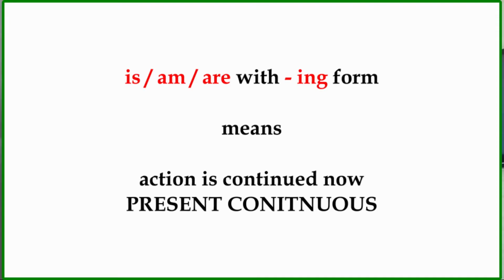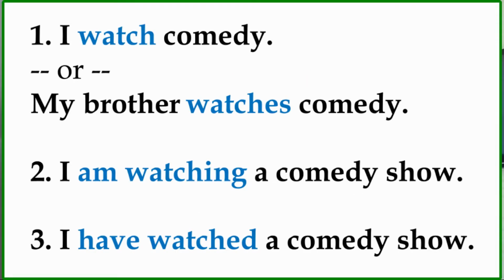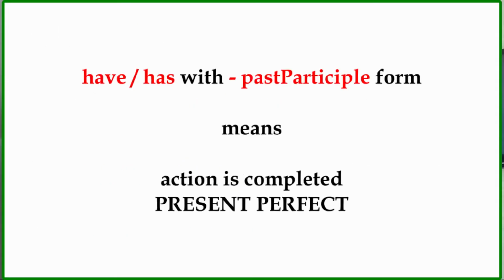We repeat, we use am-ing form, is-ing form, or are-ing form when we emphasize that action is continued now. In the third sentence, we have watched: have and the past participle form. Have and past participle form is used when we mean that action is completed. When we emphasize that action is completed, we use have and the past participle form.